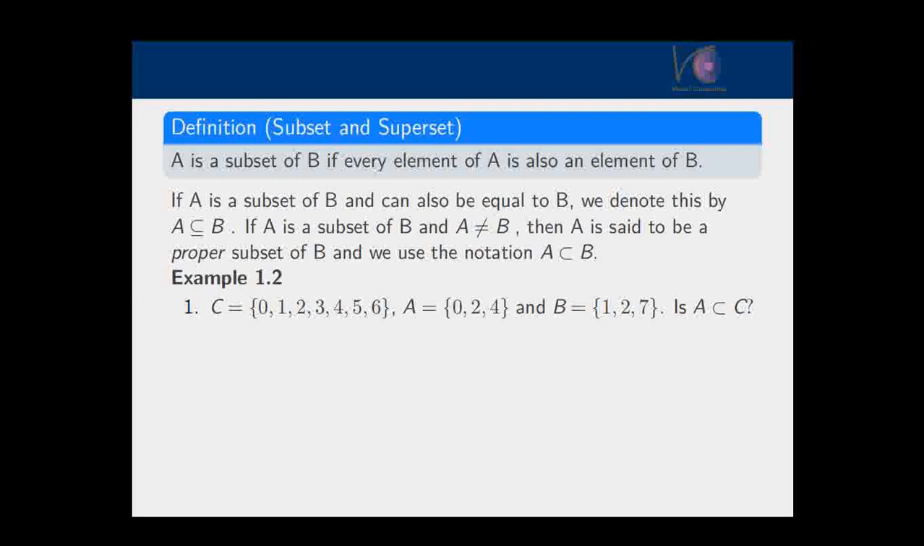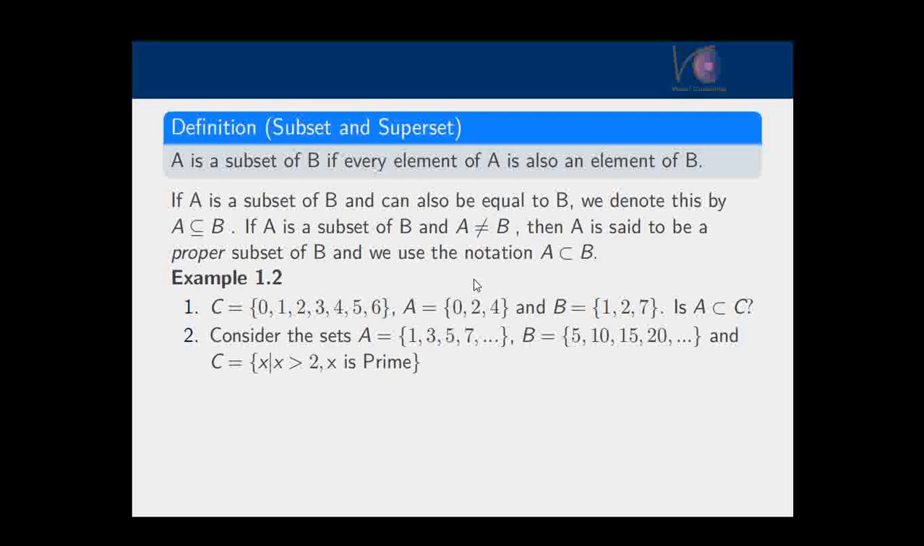Is A a subset of C? So look at the elements that you have in A and the elements that you have in C. In A, you have the element 0 that is also in C. You have the element 2 that is also in C. You have the element 4 that is also in C. Therefore, A is a subset of C. So it's a yes.